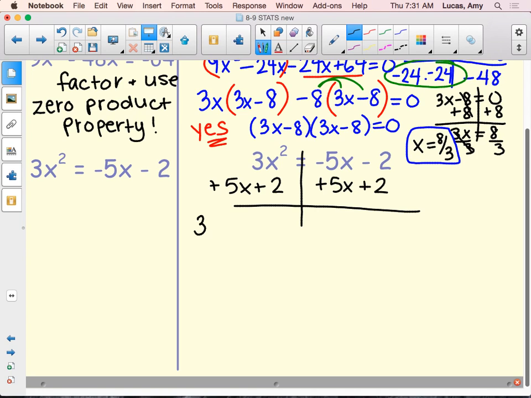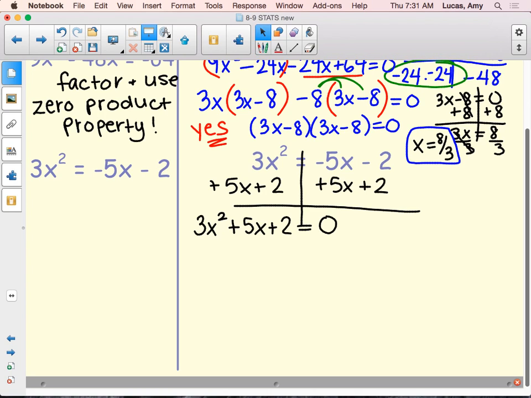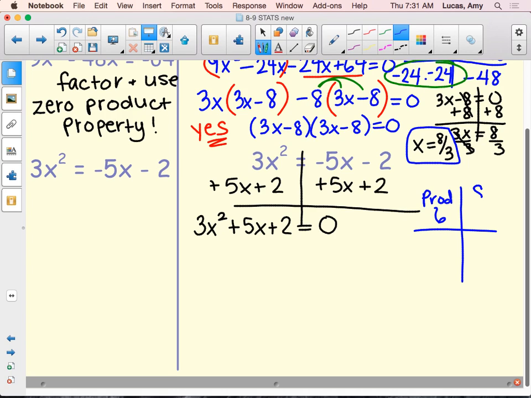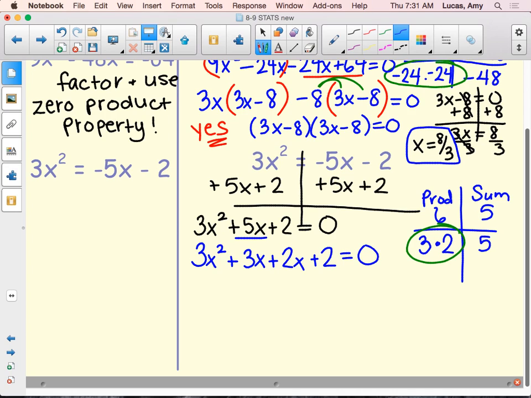So I'm really dealing with 3x squared plus 5x plus 2 equals 0. So I need a product of a times c, which is 6, and the sum of 5. So 3 times 2 is 6. 3 plus 2 is 5. So I'm going to keep my 3x squared, split my 5x into 3x and 2x, and factor.